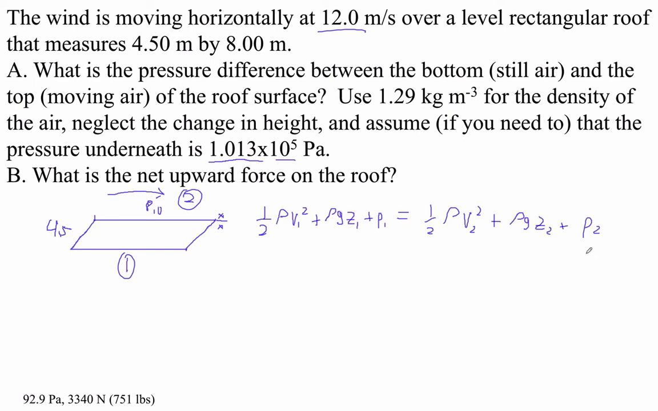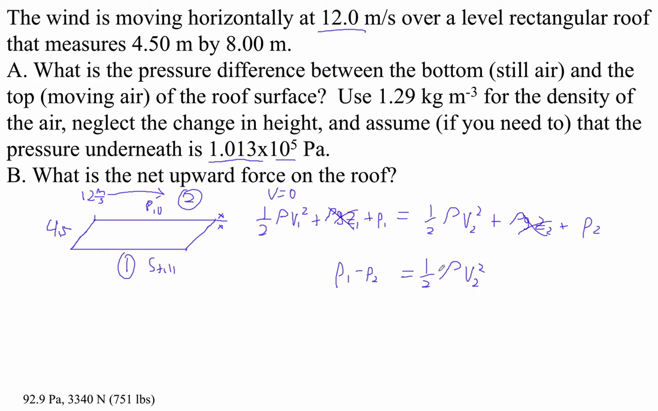Okay, now the difference is that the air is moving on top of the roof. It's not moving here. It's still here. Here it's moving at 12 meters per second, right? So the pressure difference literally is just going to be this term right here, okay? So I'm going to say that V1 is 0. I'm going to say that these are the same height, right? So ultimately what we end up with is pressure 1 minus pressure 2 is equal to 1/2 rho V2 squared.